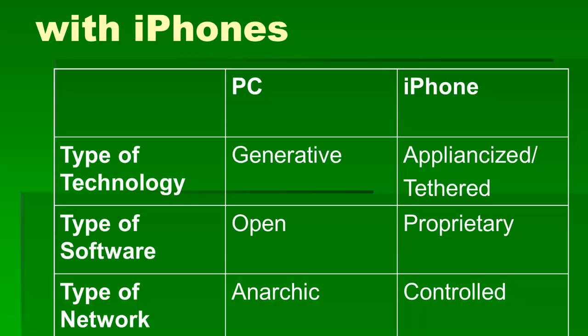In the PC networks, you have open software, so that anybody should be able to use the network as long as they're connected to it. The iPhone or smartphone networks are proprietary networks that require the purchase of particular types of devices. In the case of the PC network, control is completely anarchic. That is, there's no single center of control, whereas in the appliance-sized or tethered smartphone networks, there's some sort of central control.